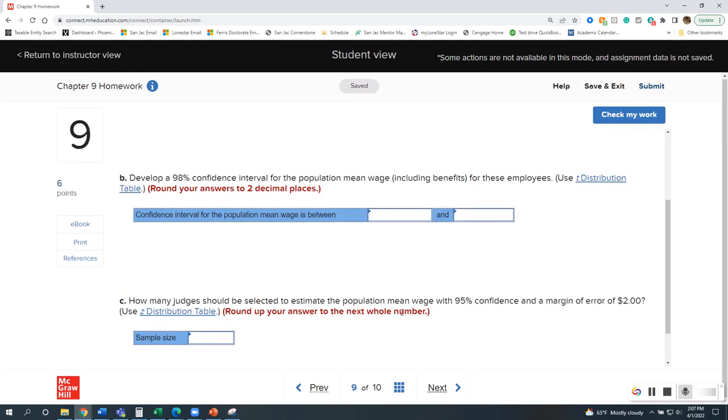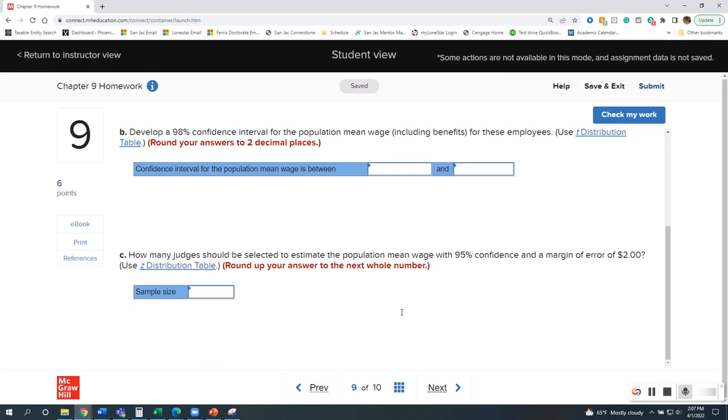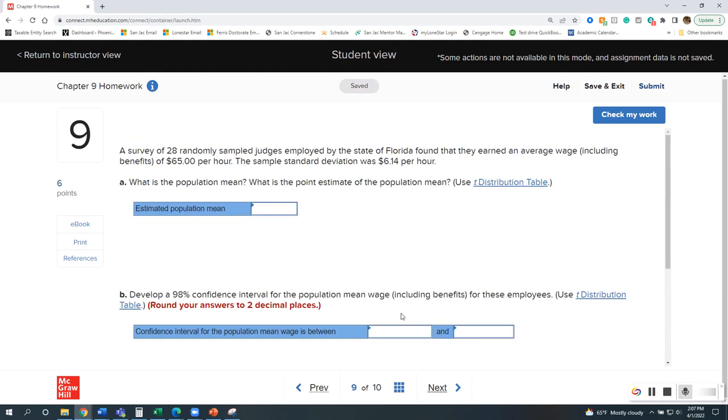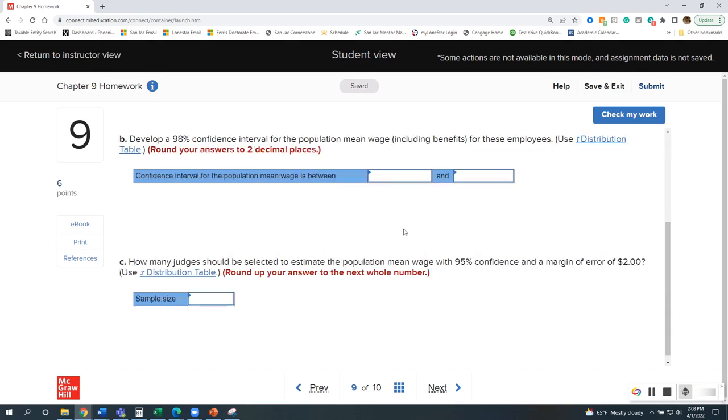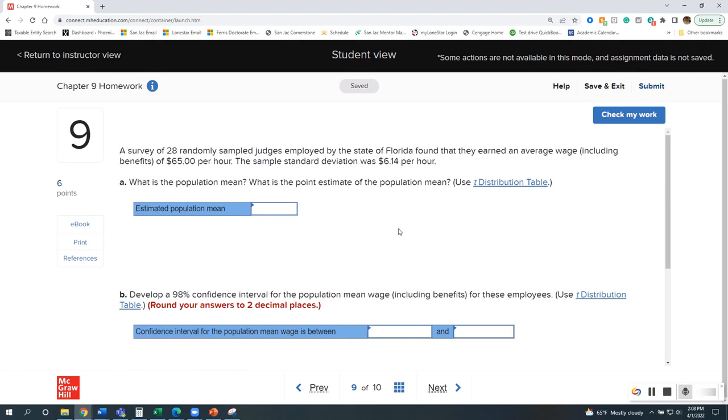Question 9. Alright, question 9. A survey of 28 randomly sampled judges employed by the state of Florida found they earned an average wage, including benefits, of $65 per hour. The sample deviation was $6.14 per hour. Alright. So this one has both. Nice. So we're going to go ahead and do this one.